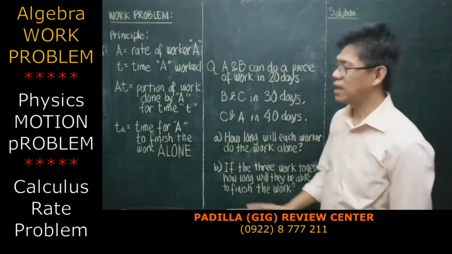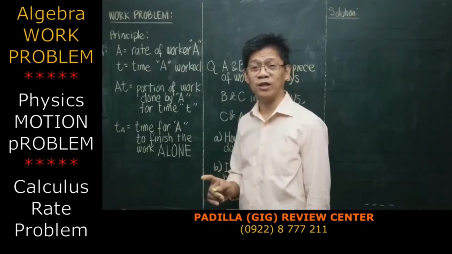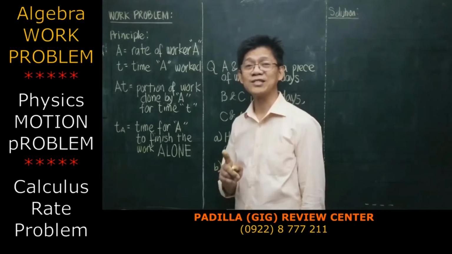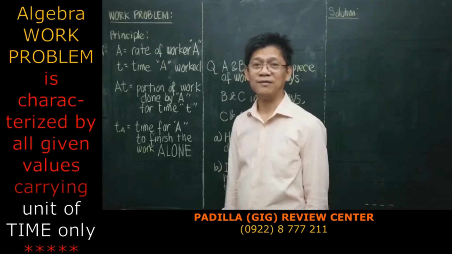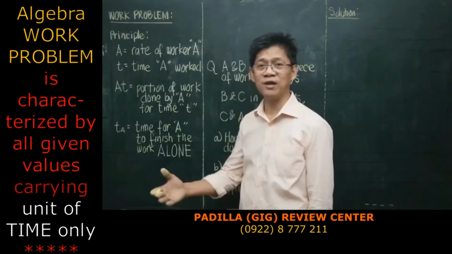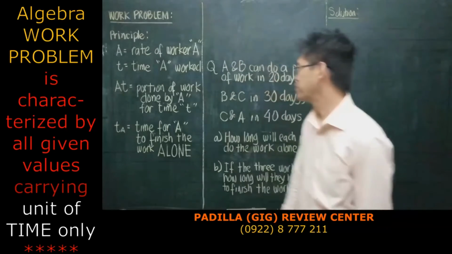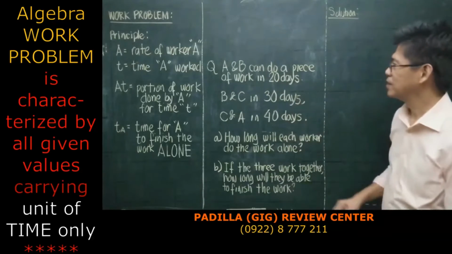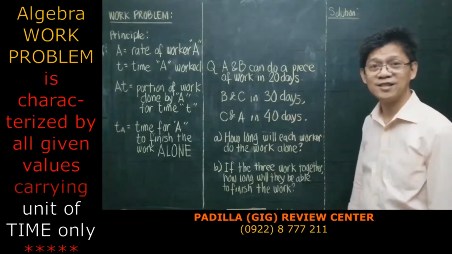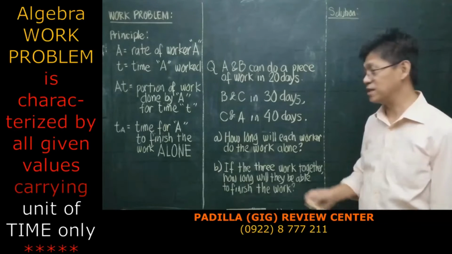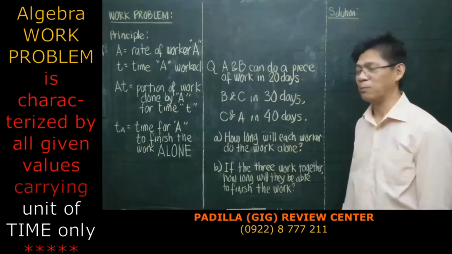Ganito. An algebraic word problem is such which contains only one unit, time. So you will know that it is algebra if the units of all given numbers are just unit of time. For example, in this question, you have 20 days, 30 days, 40 days. They are just unit of time, days, and there are no other units given. So this is a word problem.